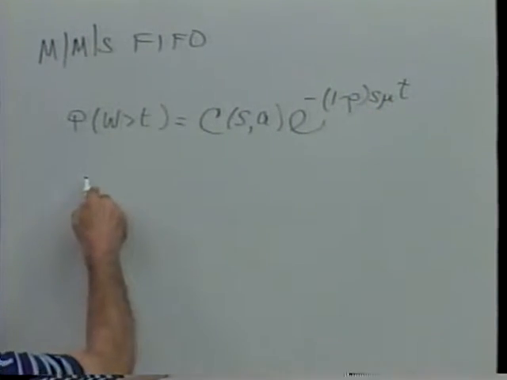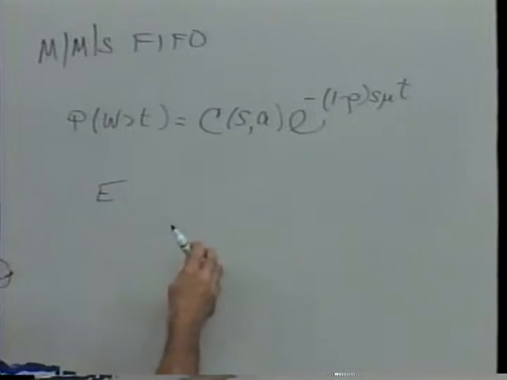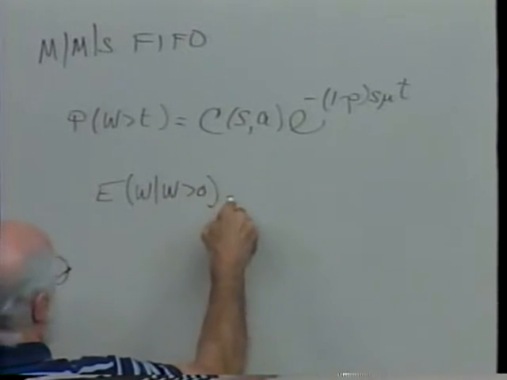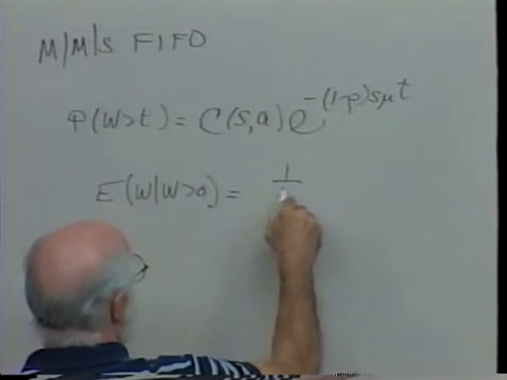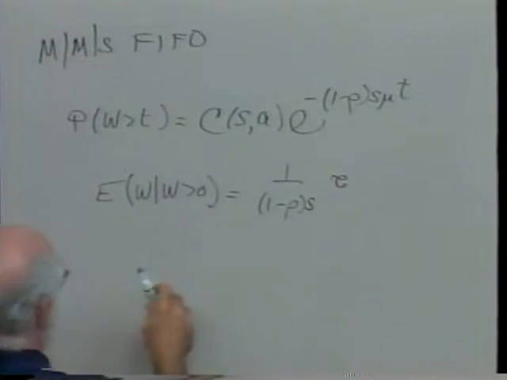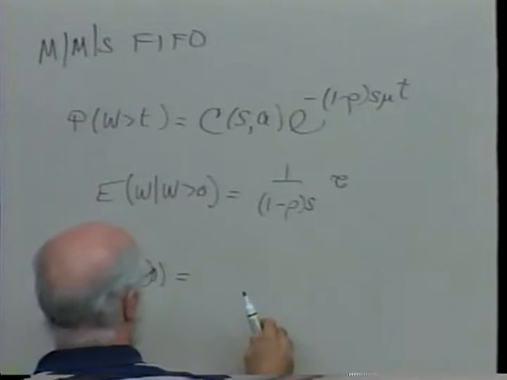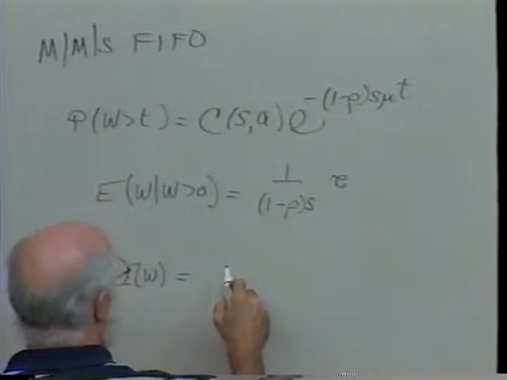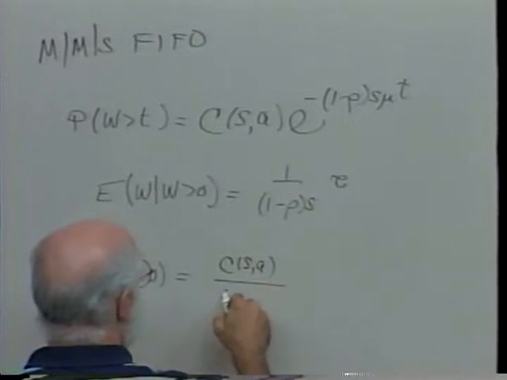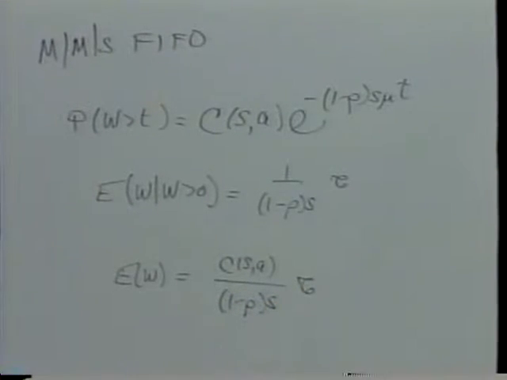And from that, we know that the expected value of the waiting time, given that the waiting time is greater than 0, is equal to 1 over (1 minus rho) S times tau. And we know that the unconditional expected waiting time is equal to C of S,A over (1 minus rho) S times tau. These are all useful formulas.